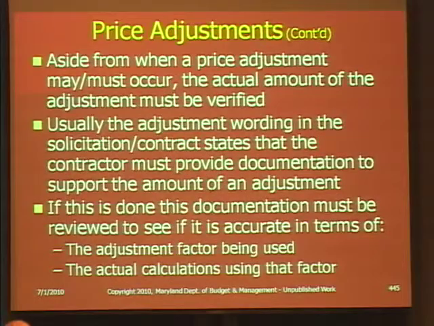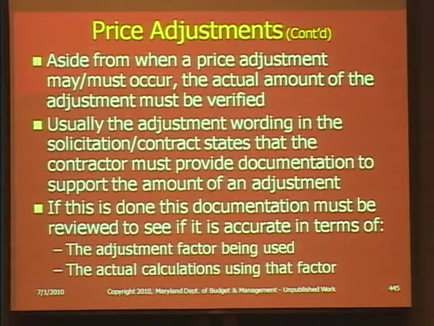Aside from when a price adjustment may or must occur, the actual amount of the adjustment must be verified. Usually the adjustment wording in the solicitation contract states that the contractor must provide documentation to support the amount of the adjustment. If this is done, this documentation must be reviewed to see if it is accurate in terms of the adjustment factor being used in the actual calculation.